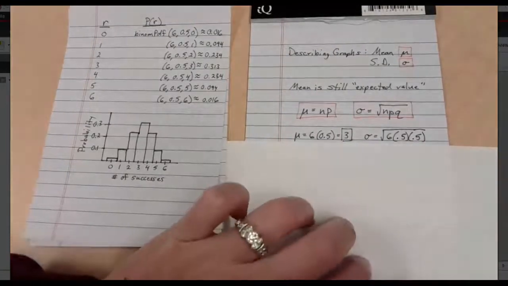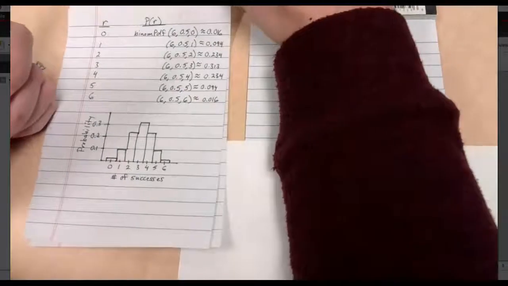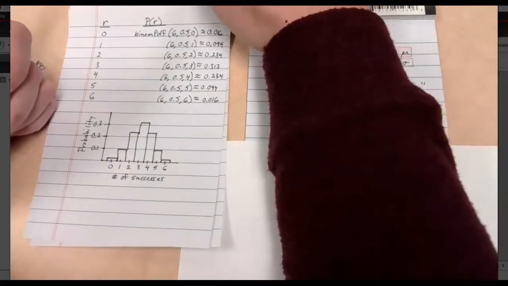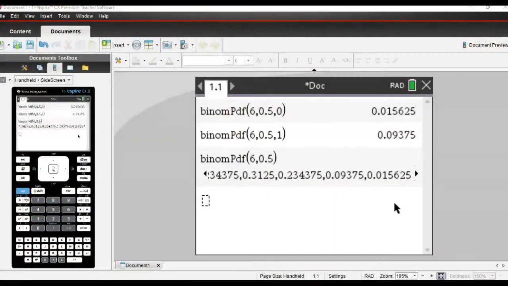And ooh, did I not calculate this? Let me jump back real quick. Jumping to the screen. There we go. We need the square root of... Why do you not like me? Sorry. The square root. There we go.